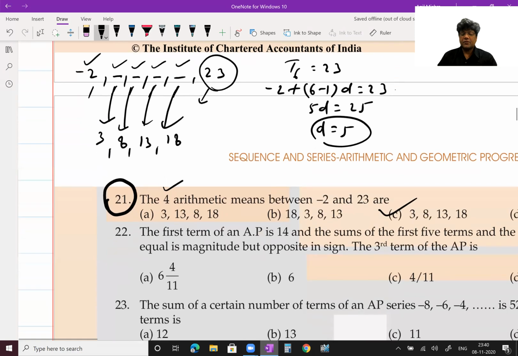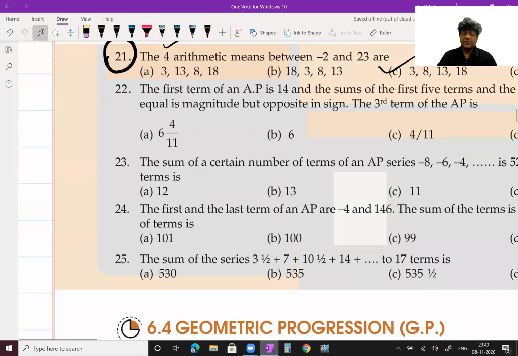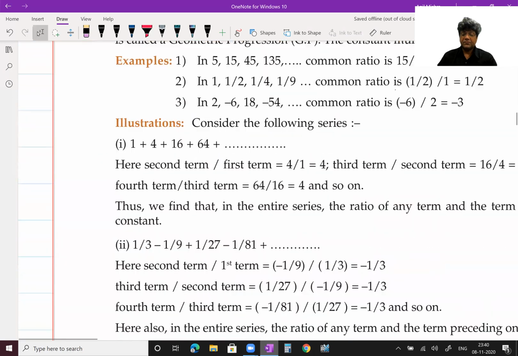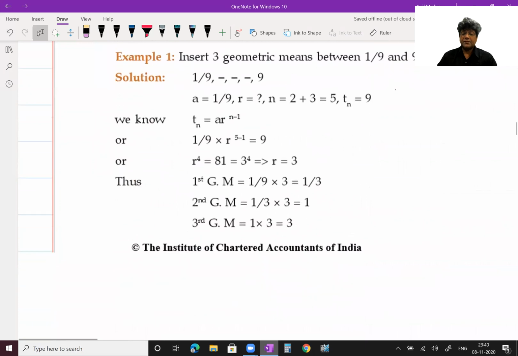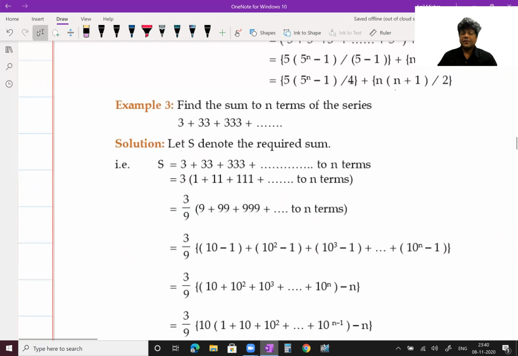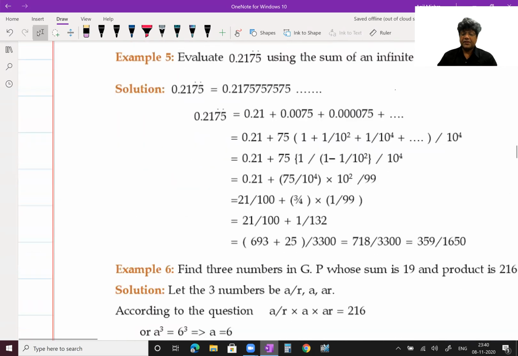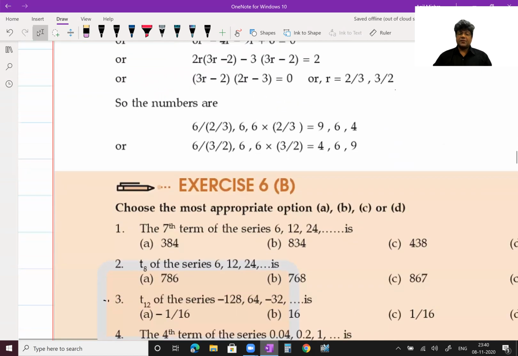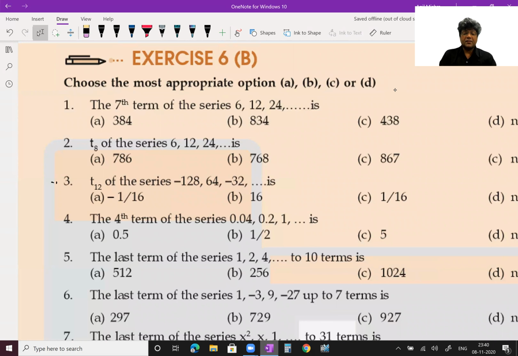So guys, this we have to do if the question is insert so many arithmetic means between such and such. Example questions, you must not ignore, guys. All the time saying the same thing. Chapter is very easy. Few formulas are there, but so many questions are there.